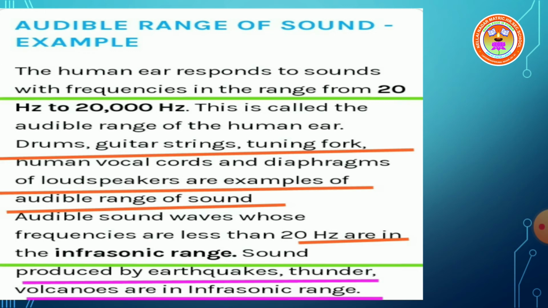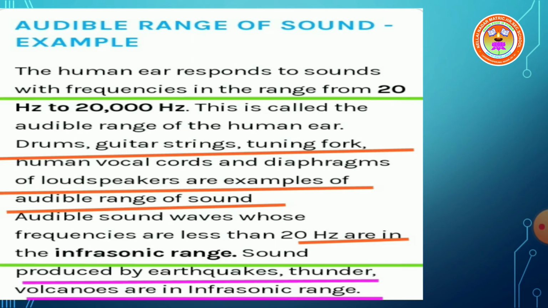Next, we are going to see infrasonic. Before that, once again, let us recall the audible range of sound. The human ear responds to sounds with frequencies in the range from 20 hertz to 20,000 hertz. This is called the audible range of the human ear. For example, drums, guitar strings, tuning fork, human vocal cords and diaphragms of loudspeakers are examples of audible sound.